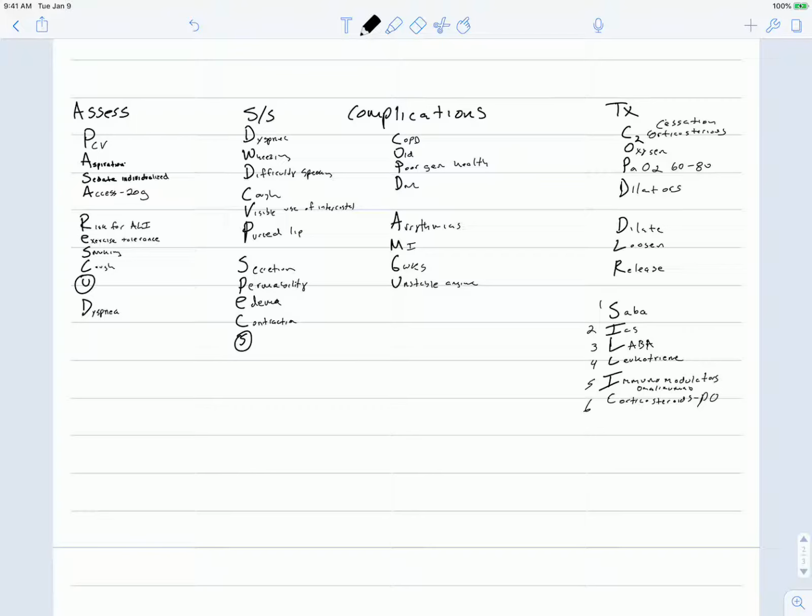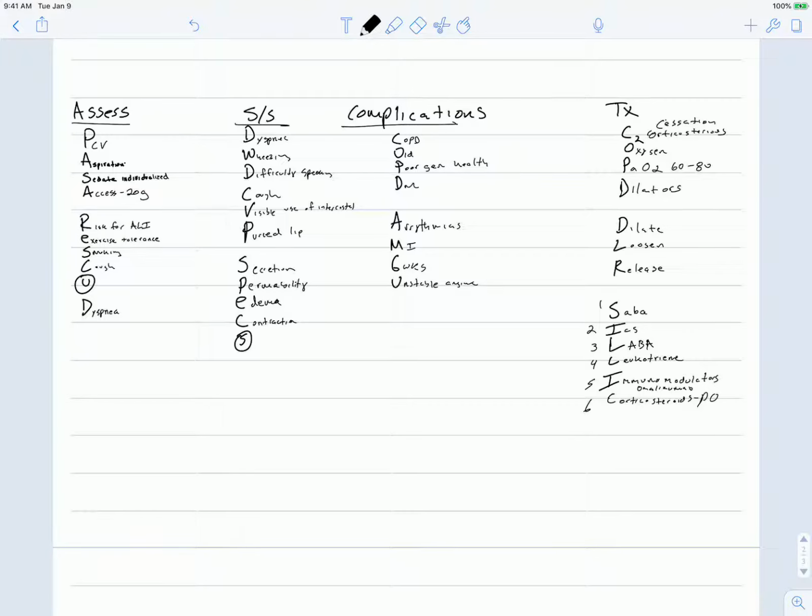So I've listed under 4 categories: assess. We're assessing signs and symptoms. Why are we assessing signs and symptoms? We're trying to predict for complications. And then if we see signs and symptoms that predict complications, we're going to try to treat. So that kind of makes sense here. Just going to linear progression through here.